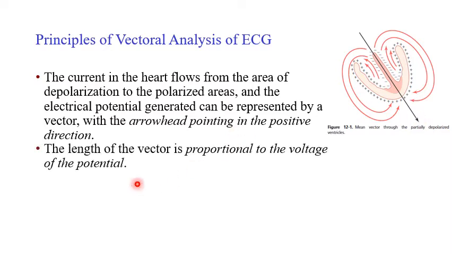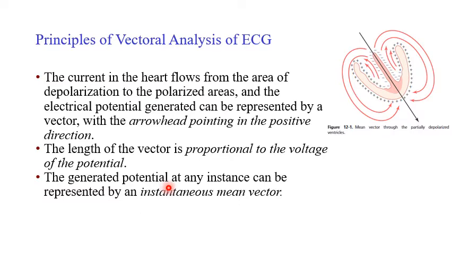The length of the vector represents the voltage of the potential. So the more voltage of the potential, the longer the vector. So if we see a small vector, that means that the voltage of the potential is small.